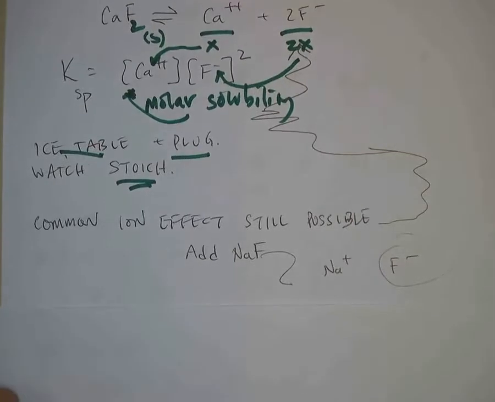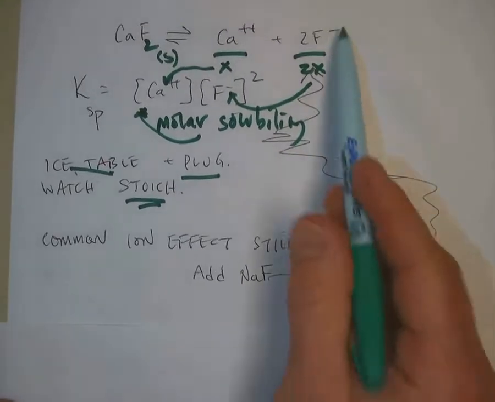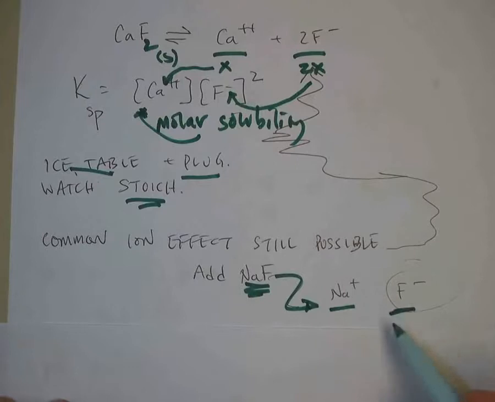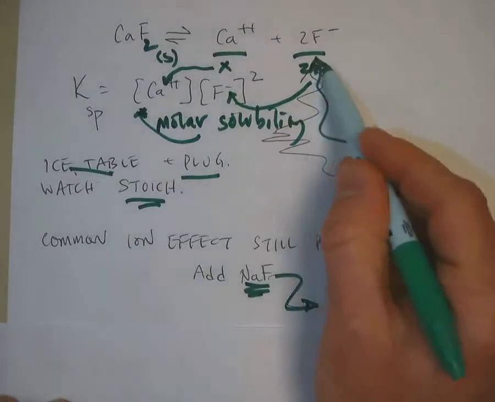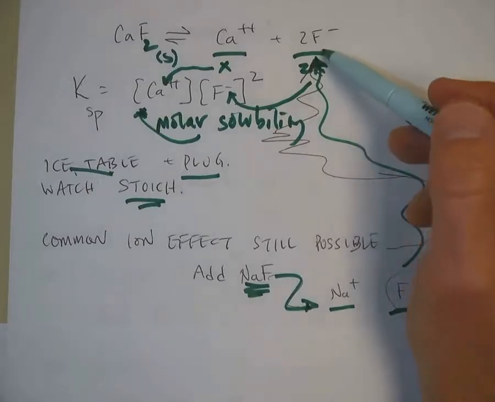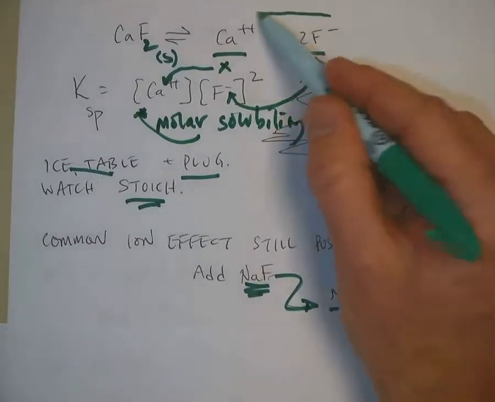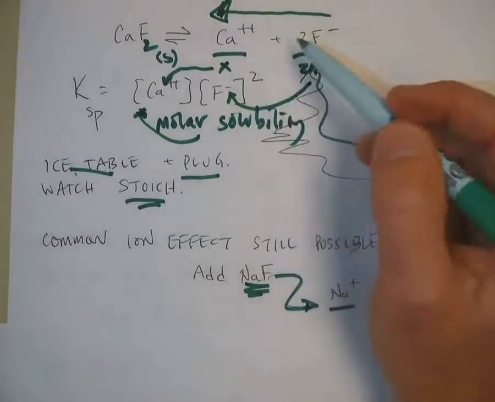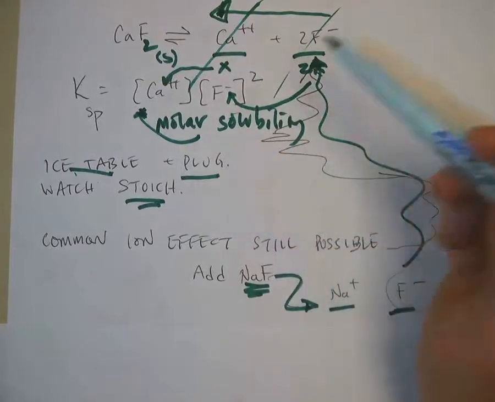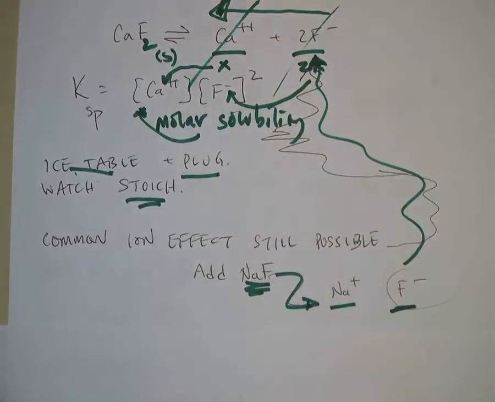Common ion effect is still a possibility. So let's say we had this solubility equilibrium right here and we added some NaF to it. NaF would dissolve because it's got a positive cation that's soluble, and we get some F minus. The F minus, of course, would be in common with the F minus in the CaF2, and so it would drive the equilibrium to the left and therefore reduce the amount of F minus and Ca that is soluble. It would overall reduce the solubility. Knowing qualitatively that that would happen is just as important as being able to quantitatively determine it.